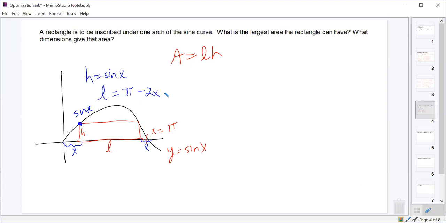Is that what you guys got for your dimensions? Yes. Wonderful. So then what? Take the derivative. Take the derivative, and we'll have to use the product rule for that, right?